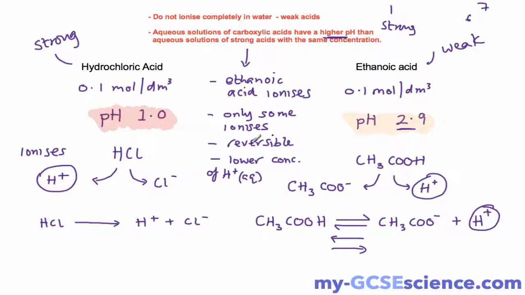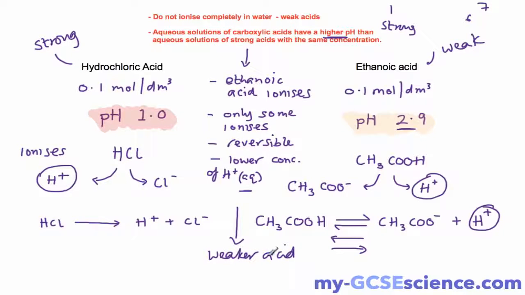So to summarize that, we could say that the ethanoic acid ionizes, but only some of it ionizes. The reason is the process of ionization in solution is reversible, and therefore we have a lower concentration of hydrogen ions in solution, and I've just put that as aqueous. Aqueous, AQ, means in solution. So we have a lower concentration of hydrogen ions in solution, therefore we have a weaker acid for the same concentration of our solution.